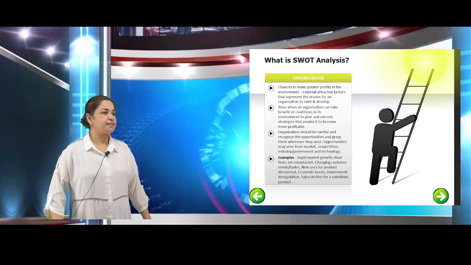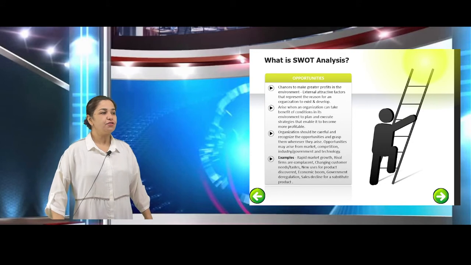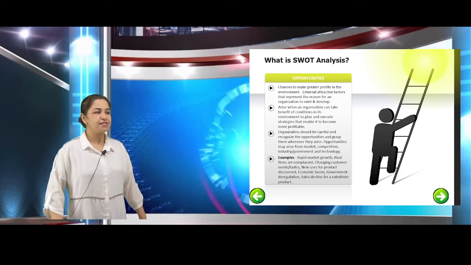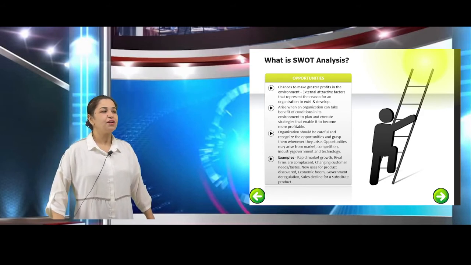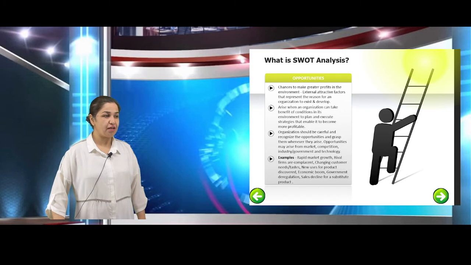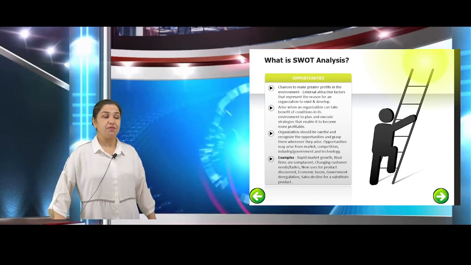What are the opportunities? Opportunities are the chances to make your business develop and earn greater profits in the environment. They are external attractive factors that represent the reason for an organization to exist and develop. They arise when an organization can take benefit of conditions in its environment to plan and execute strategies that enable it to become more profitable. Organizations should be careful to recognize opportunities and grasp them whenever they arise. Opportunities may arise from the market, competition, industry, government, and technology.